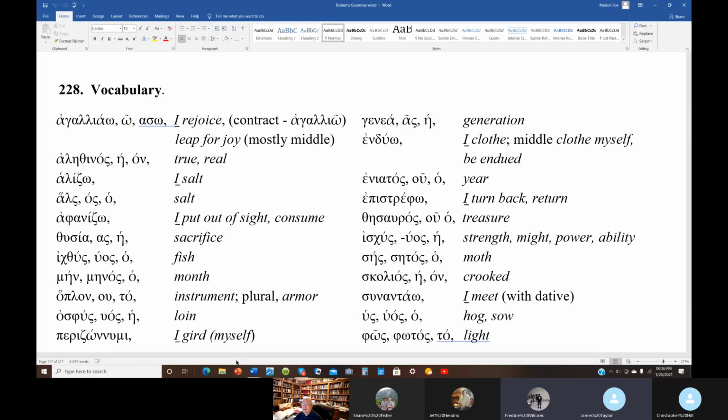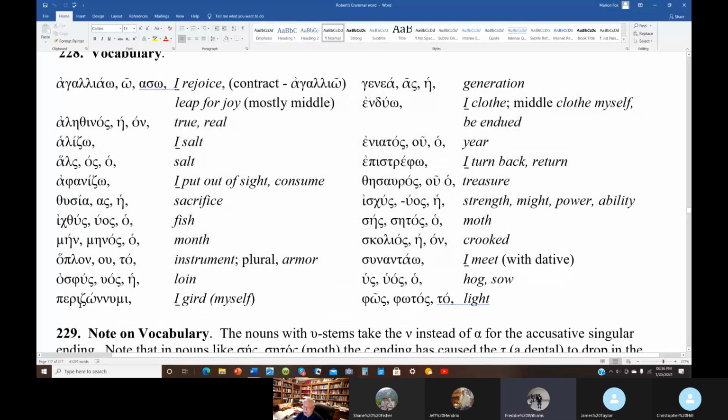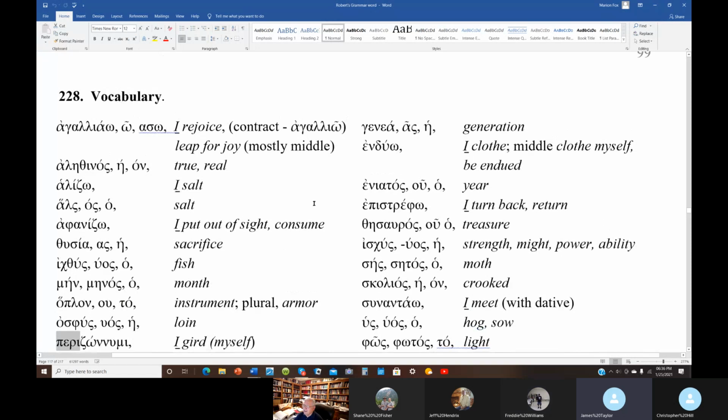Okay, well, good. We were looking at vocabulary last week, and we got down to this part right here on the left. This is parade, that's around, and that's to wrap around or gird yourself around. Now, Ganea, our English word generation comes from it. So that's a generation.